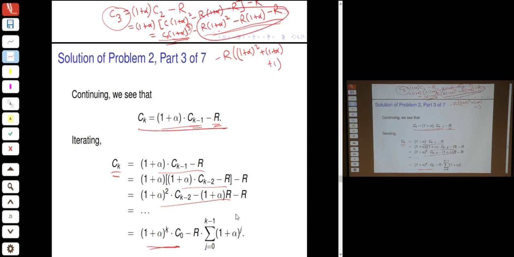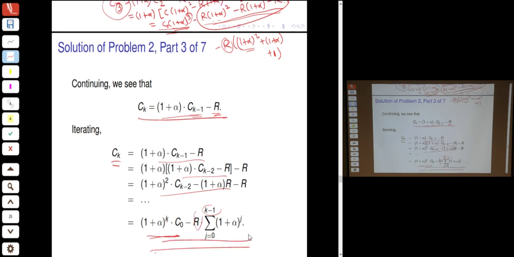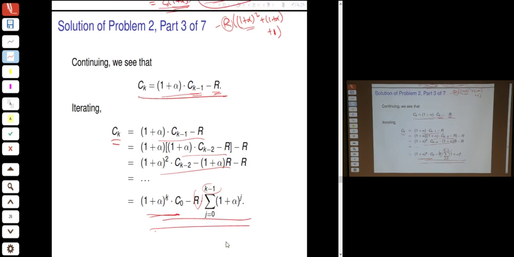So generally, if you look at the powers of 1 + alpha here, you start with 1, which is the power of 0, and go up to 2, which is 3 minus 1. So in general for Ck, you start with the power of 0 on 1 + alpha and go up to the power k minus 1, and there is the factor of R, like in the case of C3. Okay. So you get this general expression. Okay, any questions?